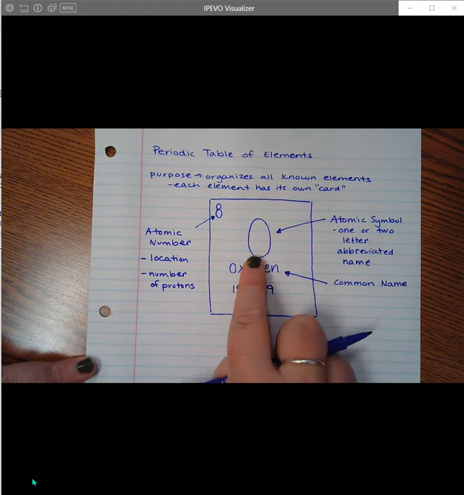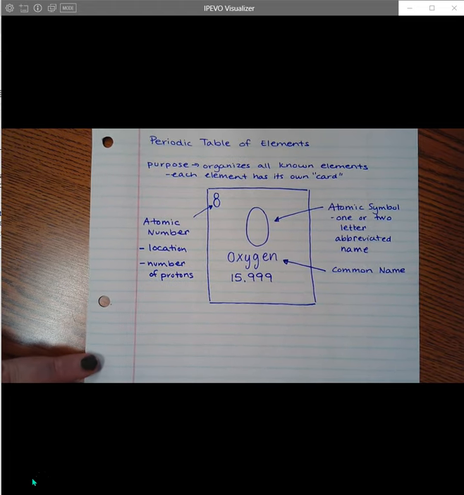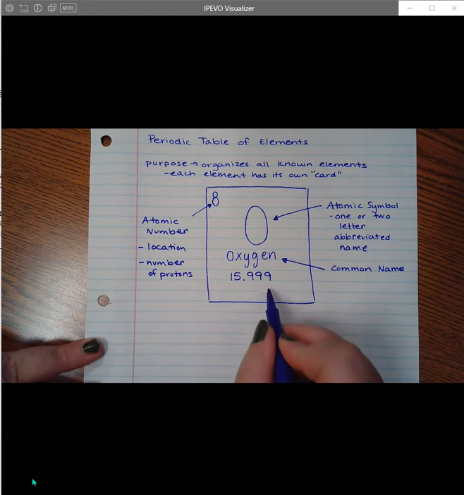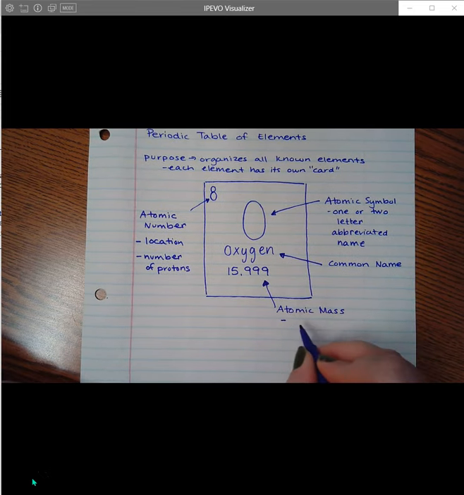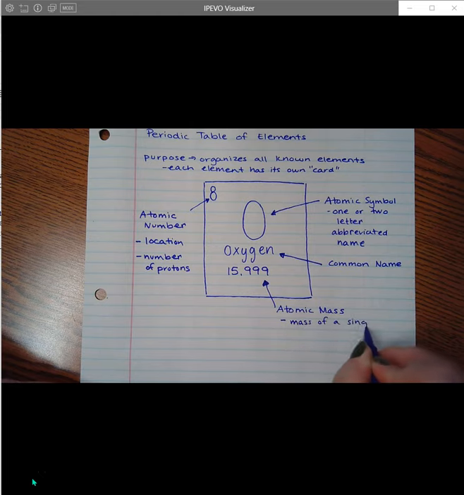For oxygen, the atomic symbol matches the common name, but for an element like gold, the common name says gold, but the atomic symbol is Au, so they don't always match. And then the last thing on this card is what's called the atomic mass. So atoms have their own special unit of measurement for mass. We can think of this as the mass of a single atom of that element. So if we could get one single oxygen atom, that's how much it would weigh in that special unit for atoms.